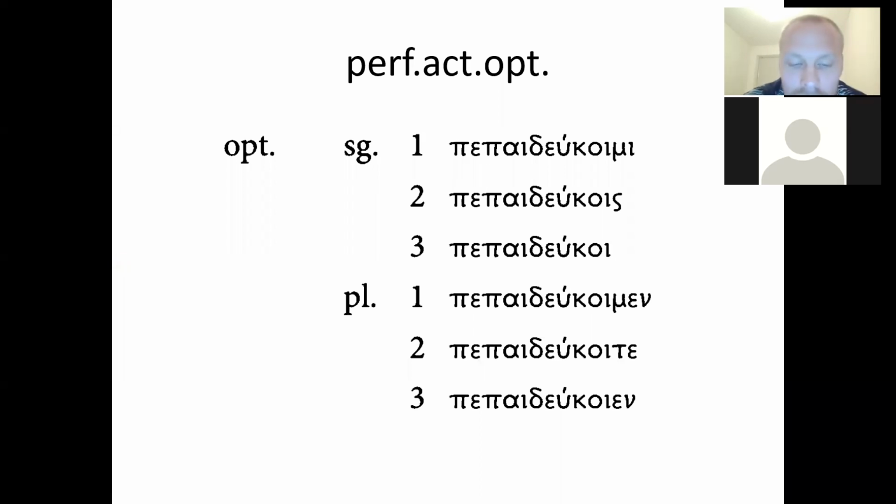Then we can fast forward to the optative, where we have pepaideukoimi in the first person singular, pepaideukois in the second person singular, pepaideukoi in the third person singular, pepaideukoimen in the first person plural, pepaideukoite in the second person plural, and pepaideukoien in the third person plural.